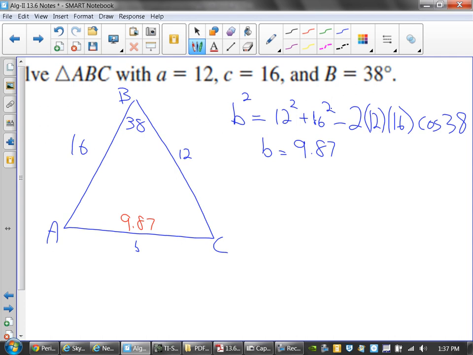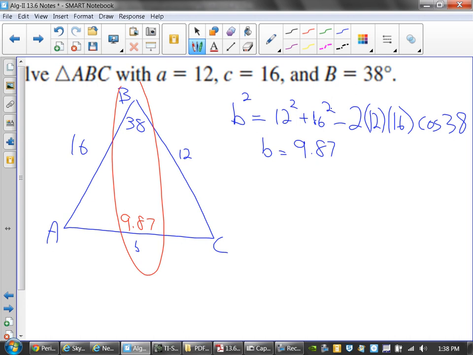Now, what am I going to use to find angle A or angle C? Law of sines. What happens here, guys, is you could use the law of cosines again if you'd like, but sometimes using law of cosines more than once can get messy because there's a lot going on. If I set up this scenario, I find an angle with the side opposite now. Now I can just work with that as a law of sines.